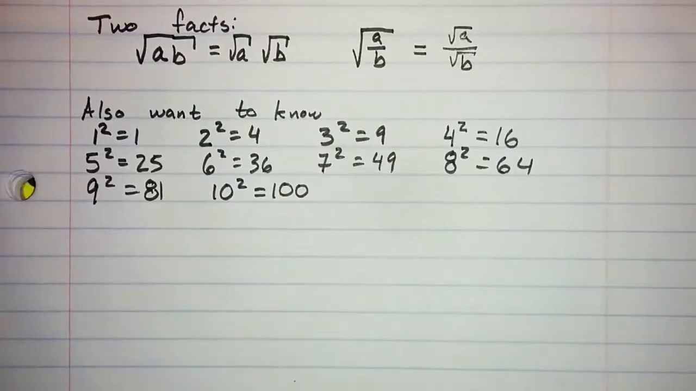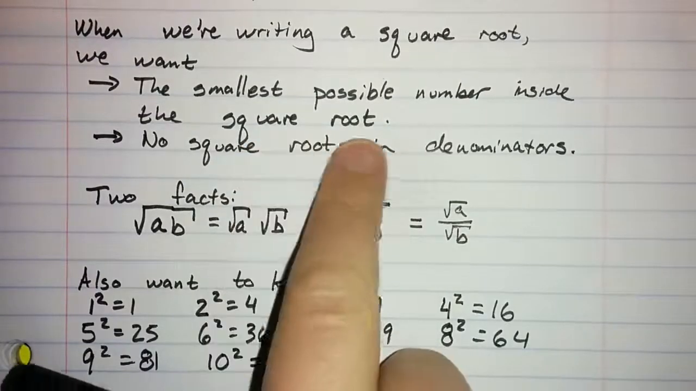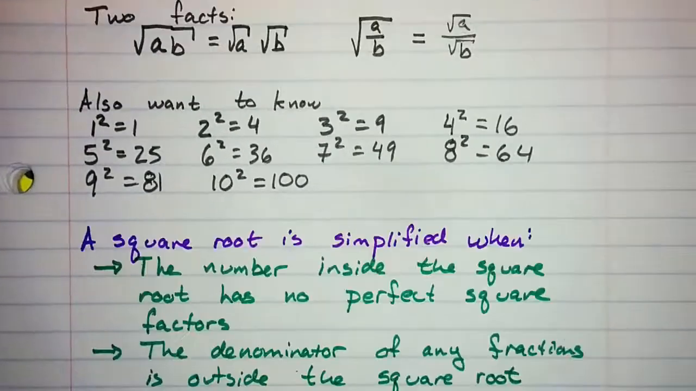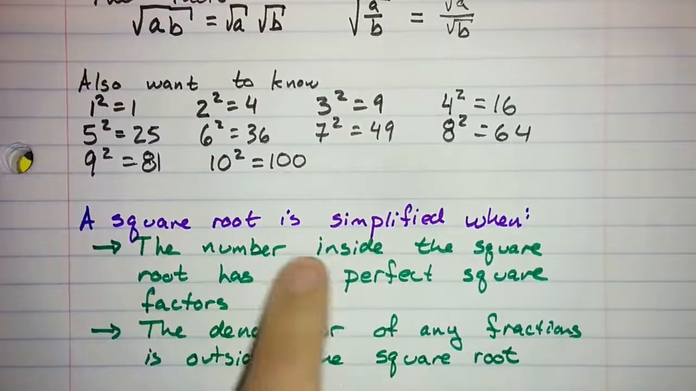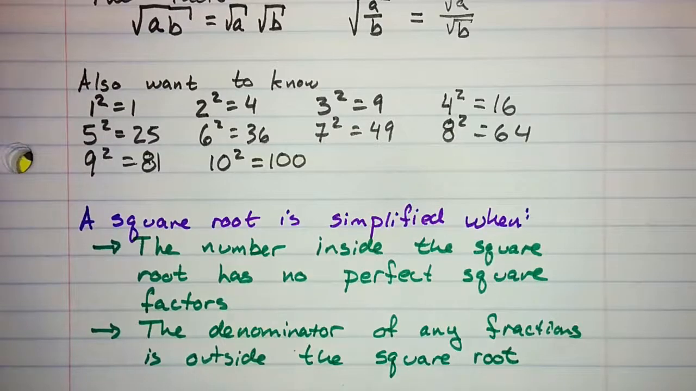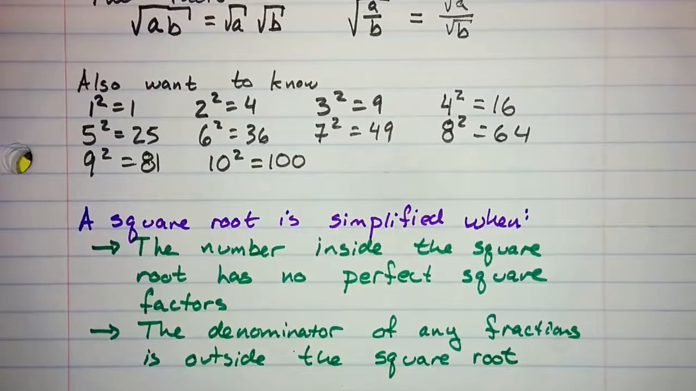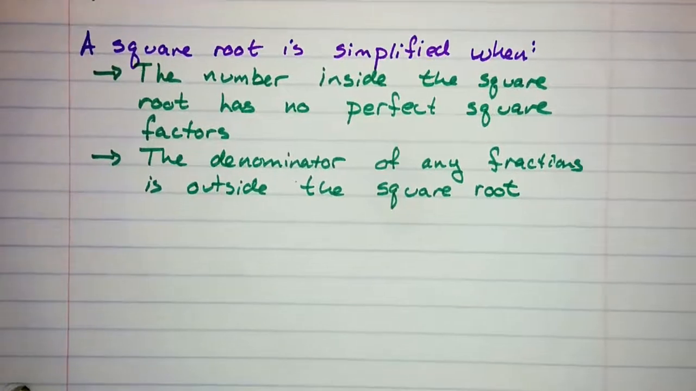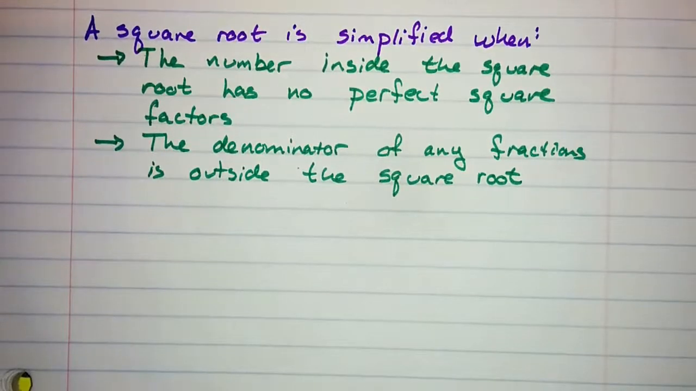So, let's take a look at an example of simplifying a square root. What do we mean by saying a square root is simplified? We want the smallest possible number inside the square root. That means it has no perfect square factors. We'll say a square root is simplified when the number inside the square root has no perfect square factors, and the denominators of any fractions are all outside of square roots. So let's see an example of what it is we're trying to do and how we accomplish it.